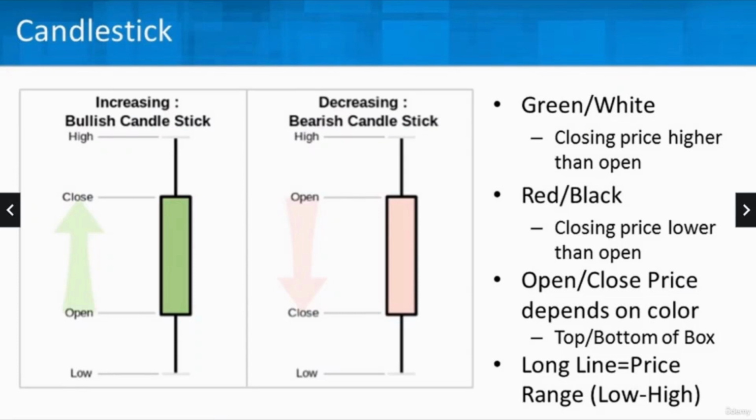And these candlesticks can be green and white to represent bullish, red and black to represent bearish, depending on the price chart and the platform you're using. The open and the close depend on the color. They'll be at the top and the bottom of the box, and that'll indicate the color depending on what happens. But your lows and your highs will always stay the same. Your high will always be the top wick, and your low will always be the bottom wick.